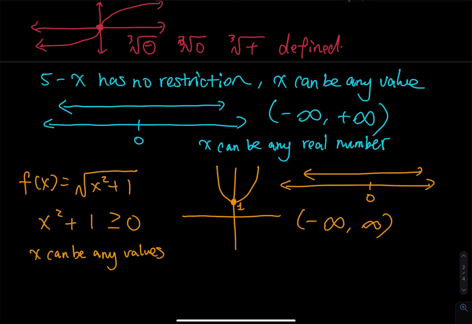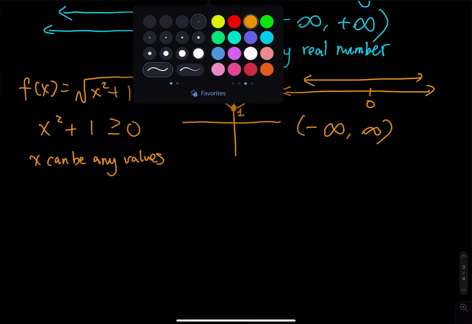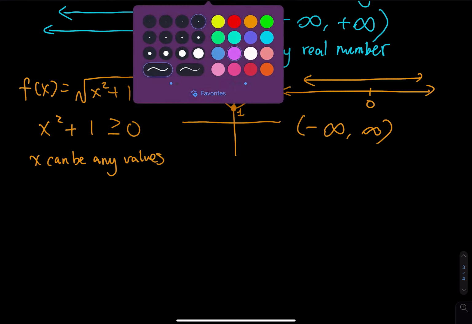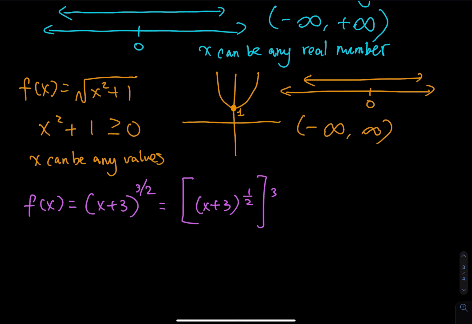The next one is x plus 3 raised to a rational exponent. So let's pick this color. We have f of x equals x plus 3 raised to this rational exponent. This one we can modify a little bit. I keep the 1/2 inside and then toss the 3 outside. By the law of exponents, when you multiply the 1/2 and the 3, you get 3/2, right? So the 1/2 becomes a square root of x plus 3, and then raise that to the third power.